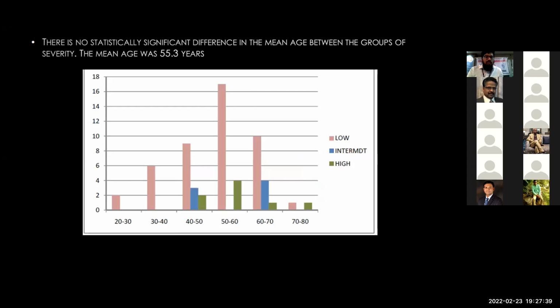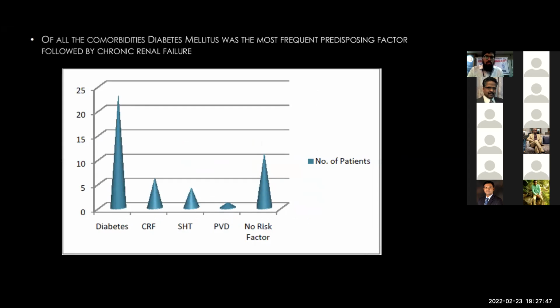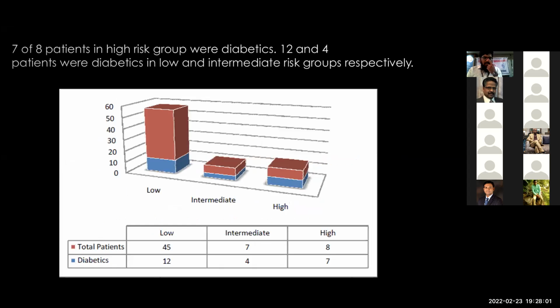There was no statistically significant difference between the mean age of the three groups, with a mean age of 55.3. Among the comorbidities, diabetes mellitus was the most frequent predisposing factor for necrotizing soft tissue infections, with 23 patients with diabetes mellitus, 5 patients with chronic renal failure, and 3 with systemic hypertension. 7 of the 8 patients in the high risk group were diabetics, and 12 and 4 patients were diabetics in the low and intermediate risk groups.